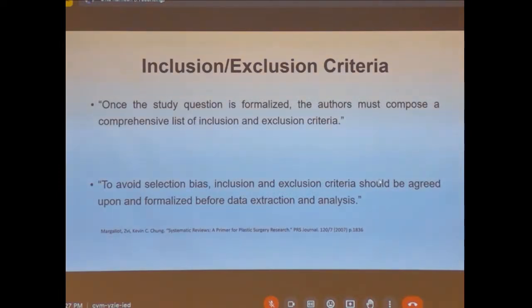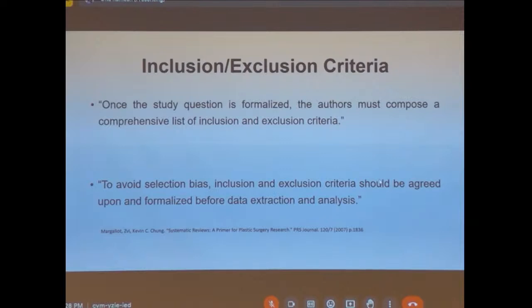Because when you are trying to do a systematic review, as an individual, you may be biased. So if you have one or two individuals, that is why it is known as authors. Or your co-partners in research, they are known as authors. They must compose a comprehensive list of the inclusion and the exclusion criteria. Why do we need to do it? To avoid selection bias, which should be agreed upon and formalized before data extraction and analysis.